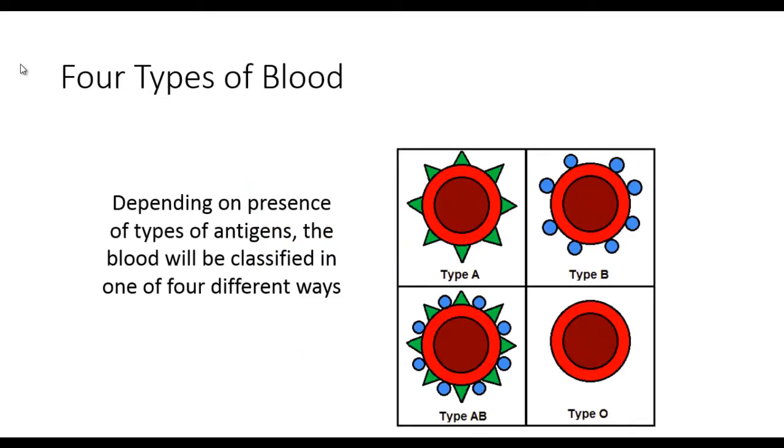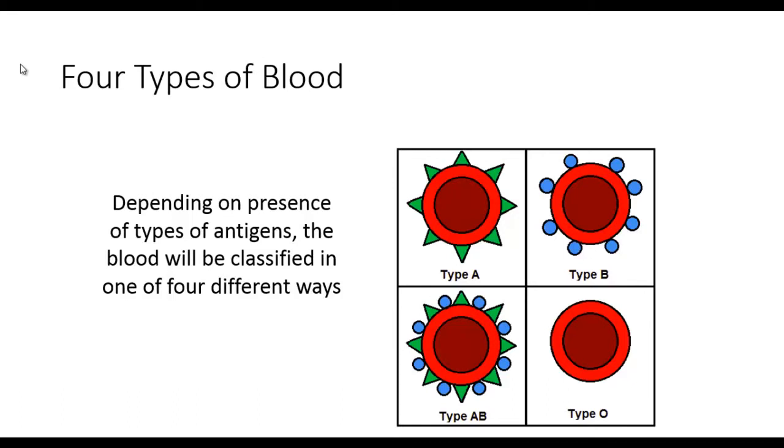So there are 4 types of blood, depending on the presence or absence of different antigens. In this case, the 4 types of blood, or blood types, are type A, B, A and B, or type O.